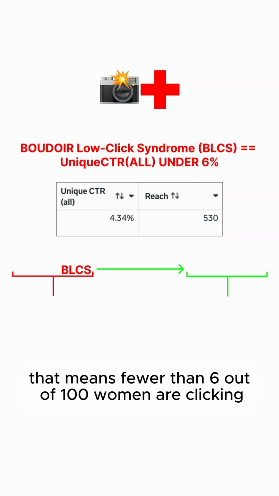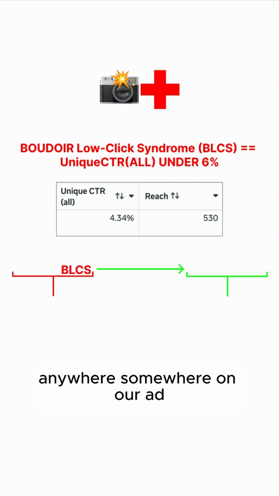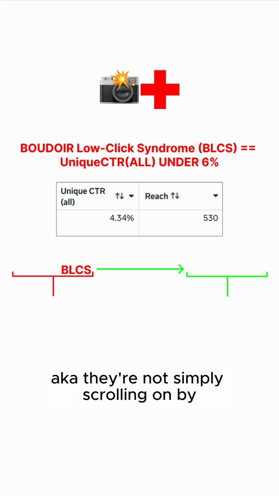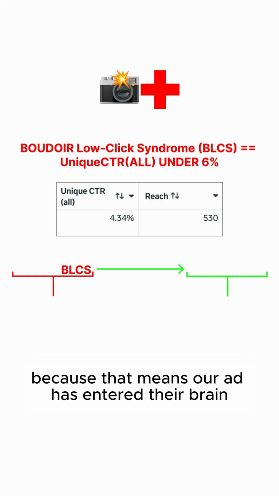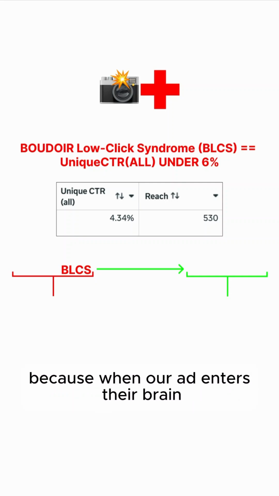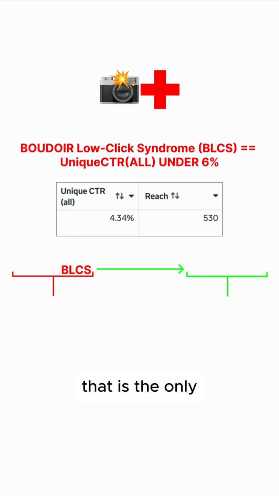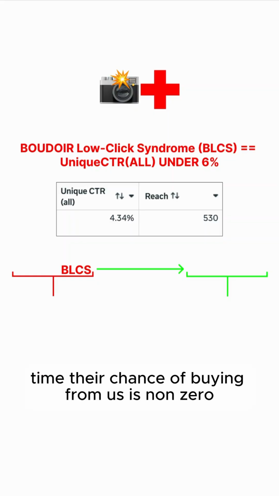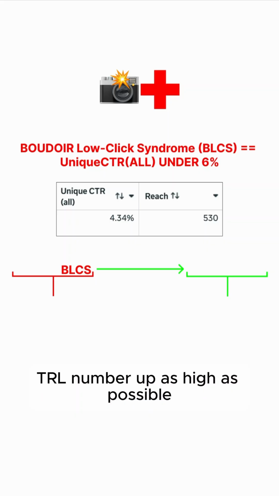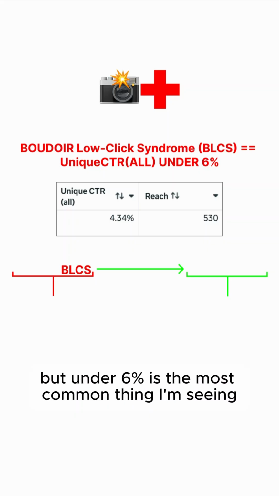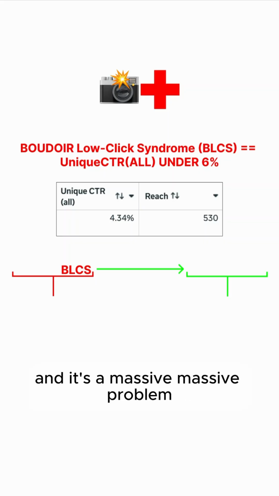That means fewer than 6 out of 100 women are clicking somewhere on our ad, aka they're not simply scrolling on by. And we care about women clicking somewhere on our ad because that means our ad has entered their brain. And that is the only time their chance of buying from us is non-zero. So we've got to get this unique CTR number up as high as possible, but under 6% is the most common thing I'm seeing, and it's a massive, massive problem.